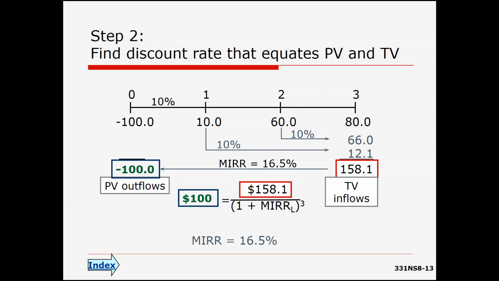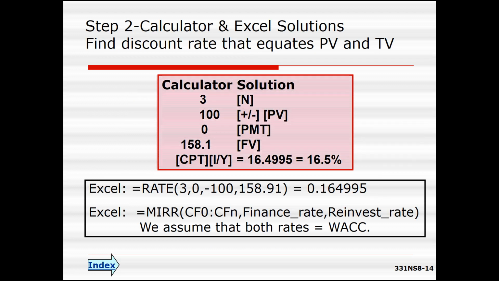You can solve this with the TVM keys, as we'll see on the next slide. Enter the values in the TVM keys. N is 3, present value is a negative 100, payment is 0, future value is the terminal value of the inflows, 158.1. Compute IY, 16.5.